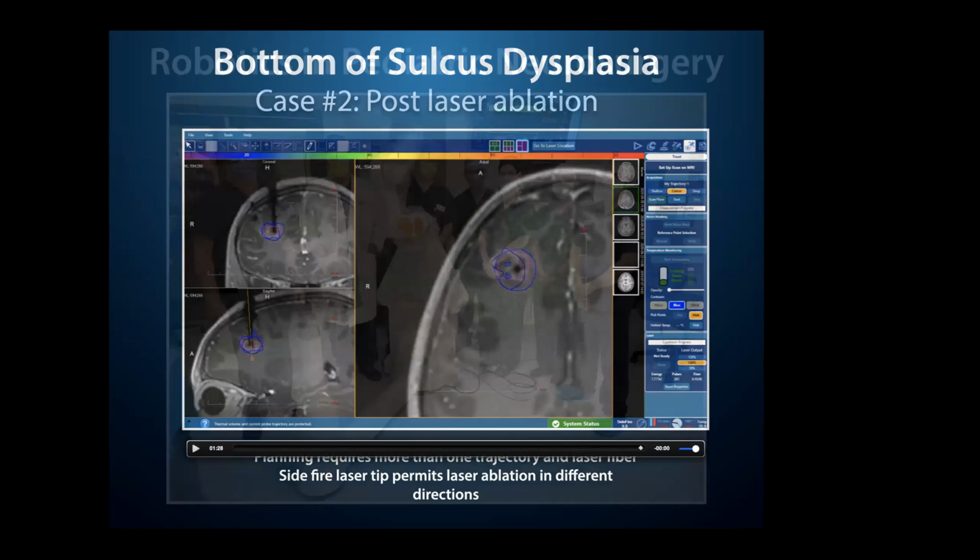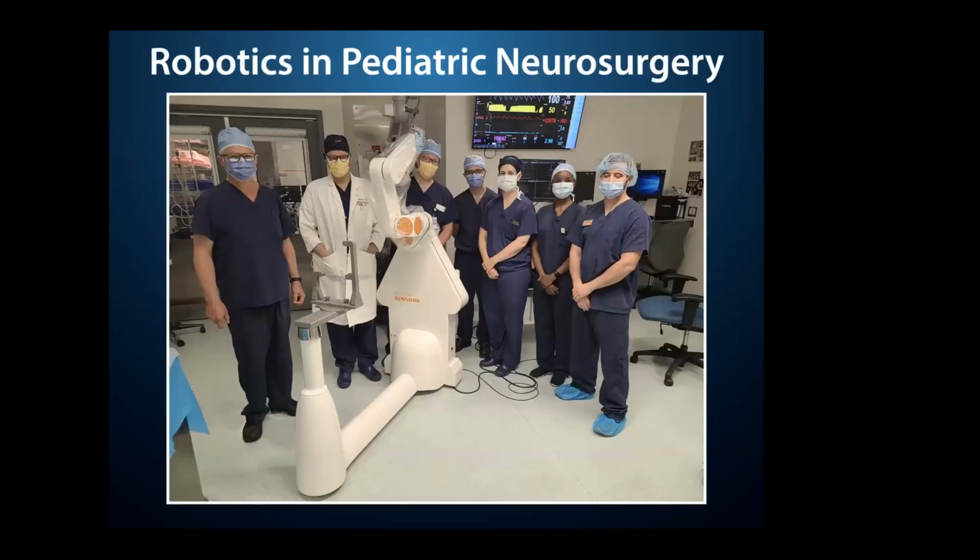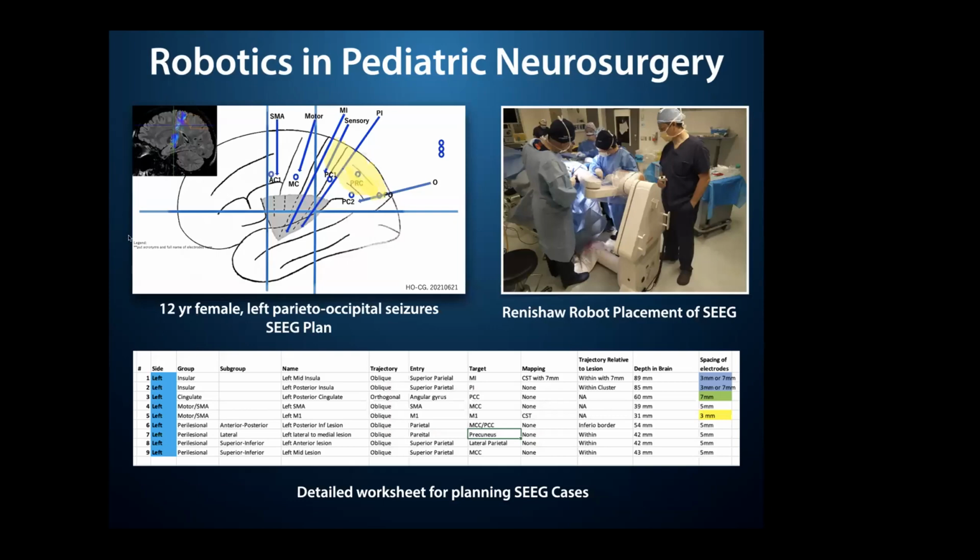Okay, and then we've moved into the realm of robotics, and we recently acquired a robot at Sick Kids, and we've been using it for the placement of the laser. And I'll just conclude, mostly we were using it for SEEG, which is helping us to speed up the placement of the electrodes compared to the Leksell frame-based.